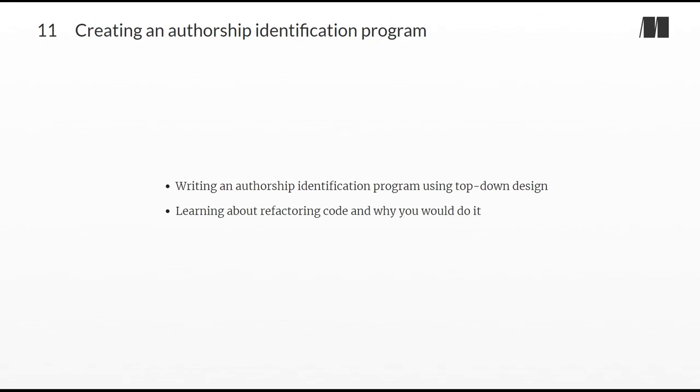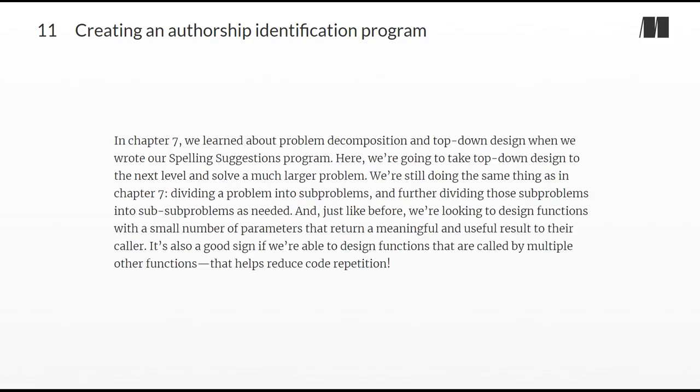Chapter 11. Creating an Authorship Identification Program. This chapter covers writing an authorship identification program using top-down design, learning about refactoring code and why you would do it. In Chapter 7, we learned about problem decomposition and top-down design when we wrote our spelling suggestions program.